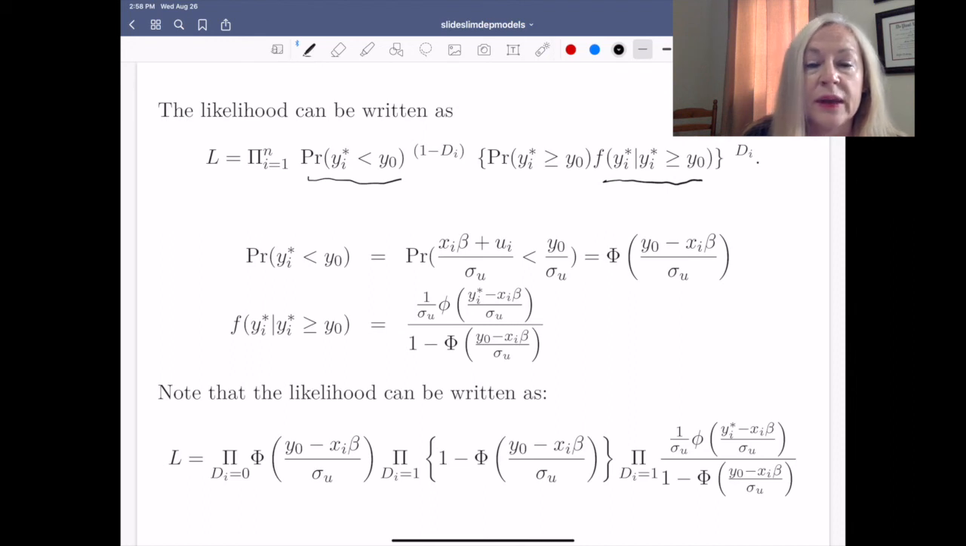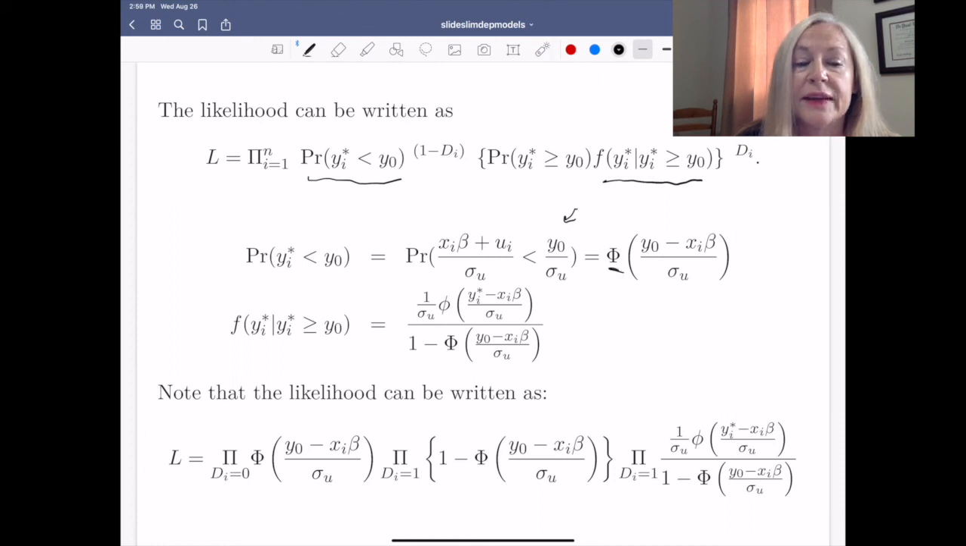All right, so now we can write out what these probabilities are, given that we assume that ui is normally distributed. So this probability here, the probability that the willingness to pay is less than y0, you move everything that's observed over to the right side, so you get the probability that ui over sigma u is less than y0 minus xi beta over sigma u. And then given the normality assumption, this is going to be a normal CDF.